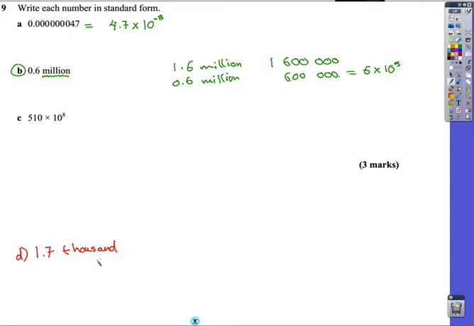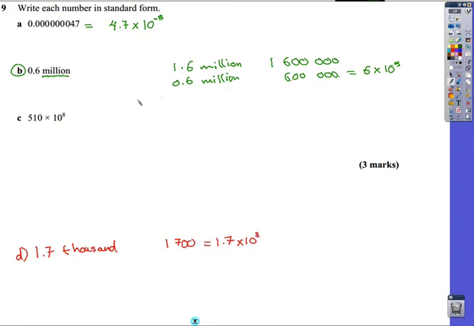Okay, now 1.7 thousand would be 1,700, and as standard form, the decimal point needs to be here, so it's going to be 1.7 times, well, how many times would it need to jump? 1, 2, 3, so it's going to be 1.7 times 10 to the power of 3.